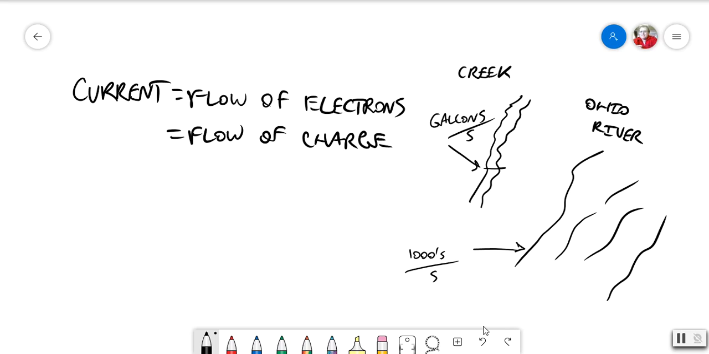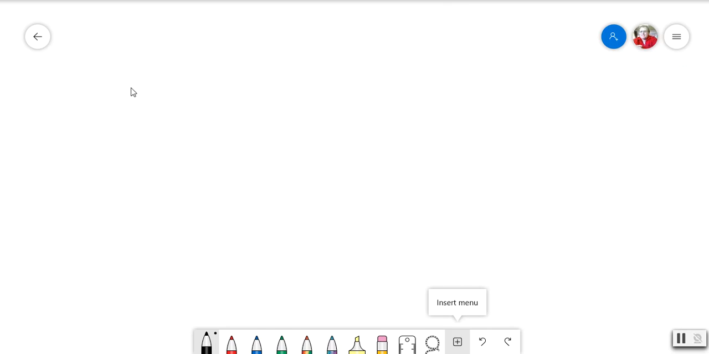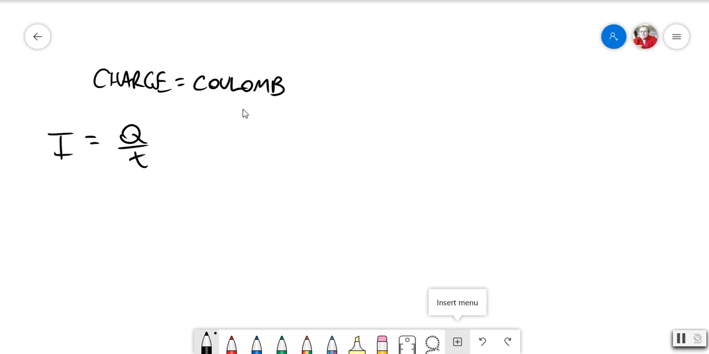Well, current, that's basically what it is. It is charge per second. So if you recall, the metric unit of charge is the coulomb, named after a scientist of that name. So we have a formula: I = Q/T, where I symbolizes current. Don't ask me why we use I for that, no clue.